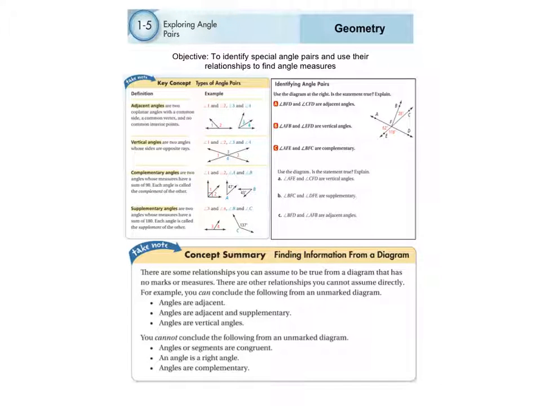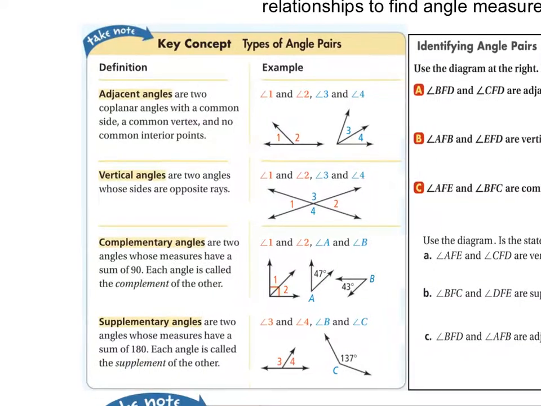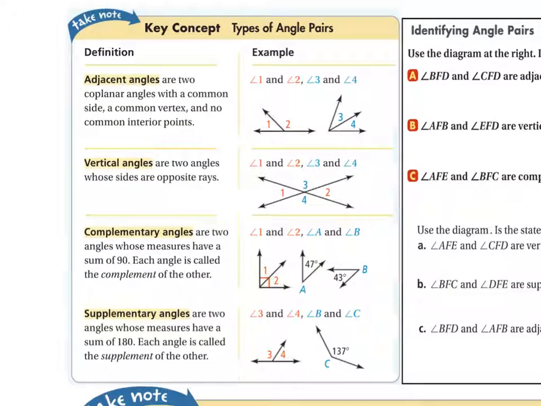Okay, section 1.5, we're going to talk about special angle pairs and their relationships, and you're going to be able to find angle measures. Now, a lot of these we've talked about in the vocabulary, so I'm just going to quickly hit these, not too long on them. But again, remember, adjacent angles are two coplanar angles with a common side, a common vertex, and no common interior points.